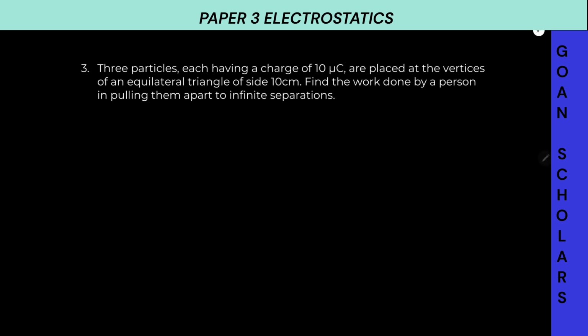So there are three particles, each of 10 microcoulomb. Let's put the first charge over here. When you put the first charge here, what will be the potential energy? Zero, right? When you place the first charge, U1 will be 0 because there is no charge to influence it. If you place the second charge over here, this is 10 into 10 to the power minus 6 coulomb, at 10 centimeter from the first charge, so the second charge will be influenced by it.